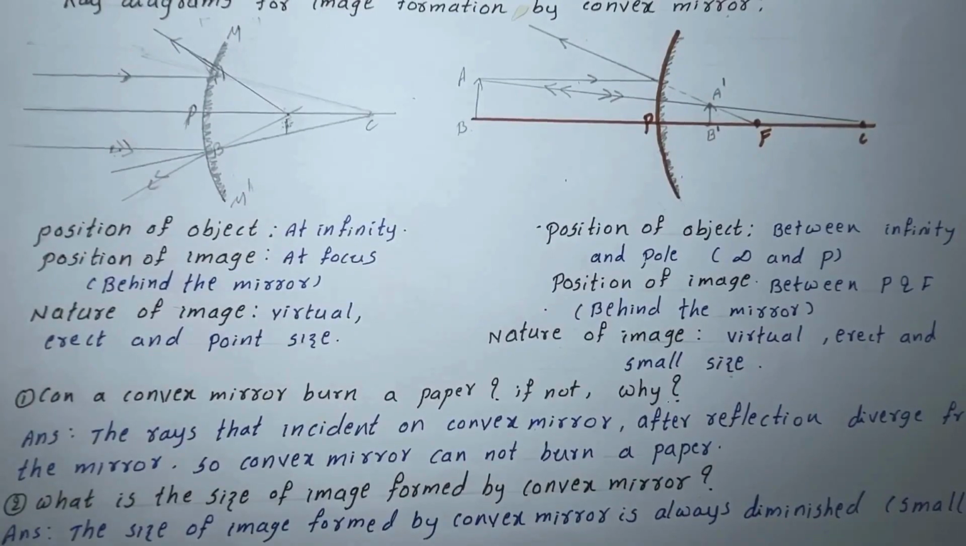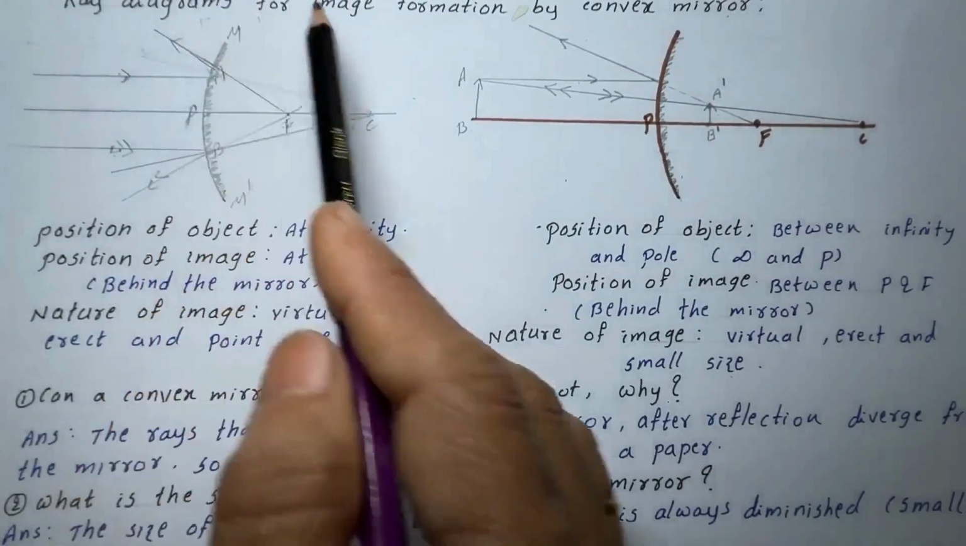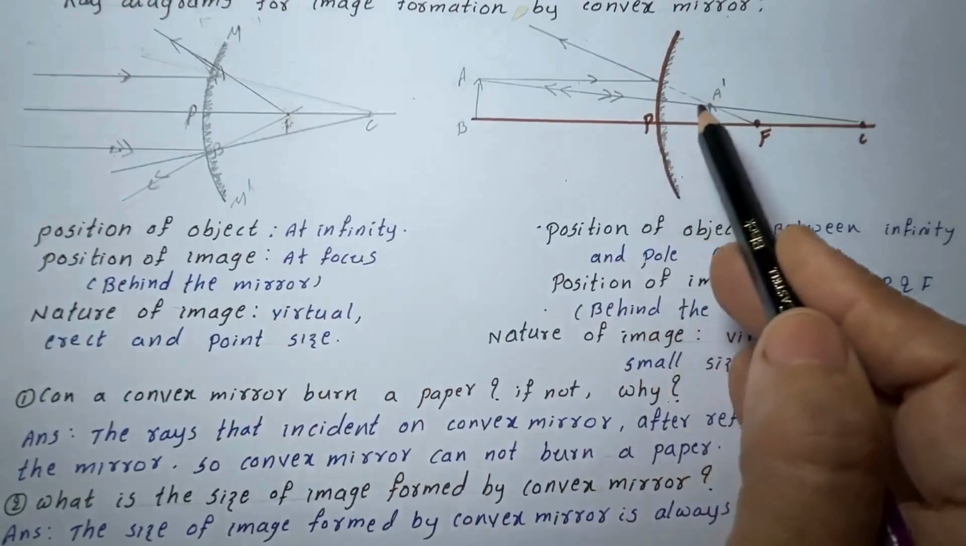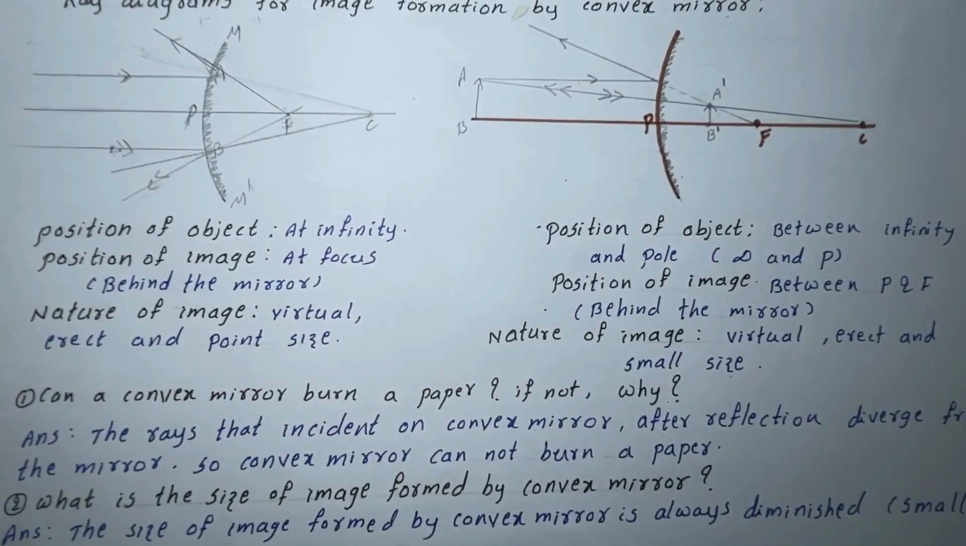Now some questions on this concept. Can a convex mirror burn a paper? If not, why? Our answer is, the rays that are incident on a convex mirror diverge from the mirror after reflection. So a convex mirror cannot burn a paper. Second question, what is the size of the image formed by a convex mirror? Our answer is, the size of the image formed by a convex mirror is always diminished. That is, a small size image.